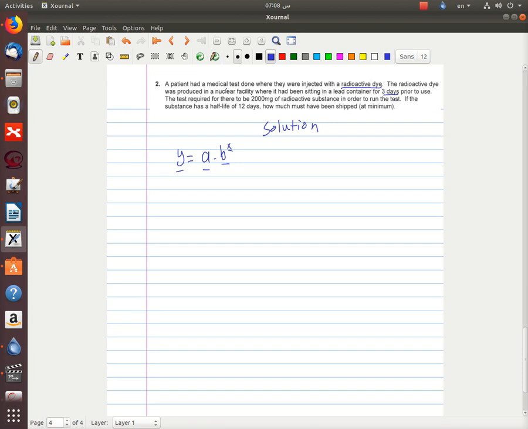The test required for there to be 2000 milligram. So what does 2000 milligram mean? If we read here carefully, the test required for there to be 2000 milligram of radioactive substance in order to run the test. So I guess this is the output. So y is 2000. Okay.